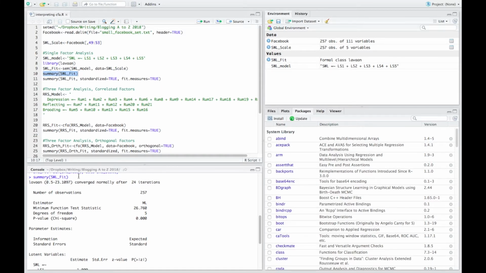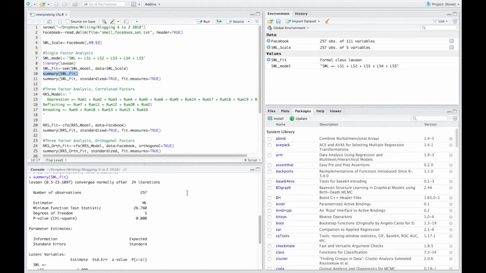And so we can see here, lavaan and other SEM programs tell you how many times the program had to iterate before it finally converged on a solution. So in this case, it iterated 24 times from that starting value until it finally gave us our final estimates.